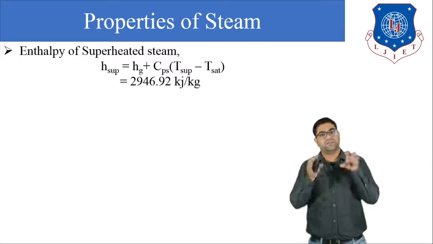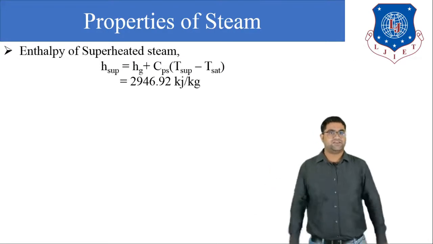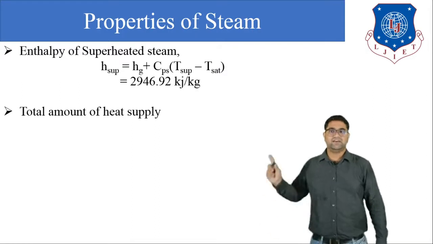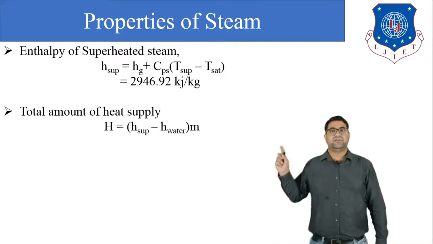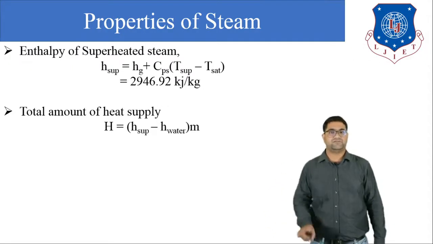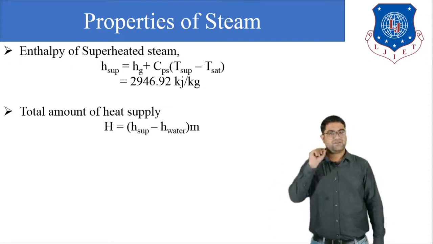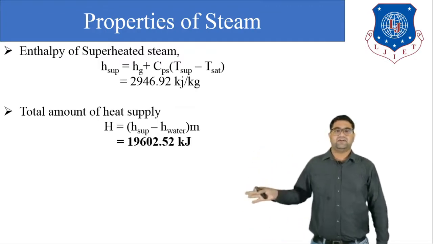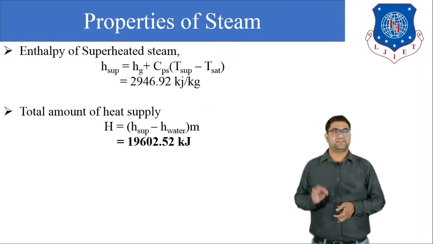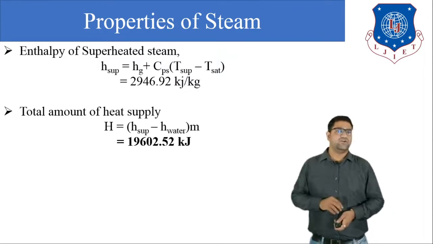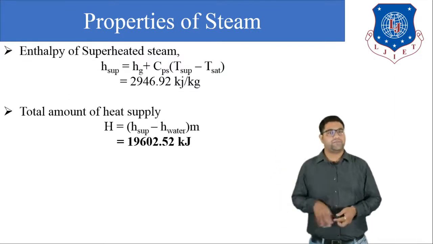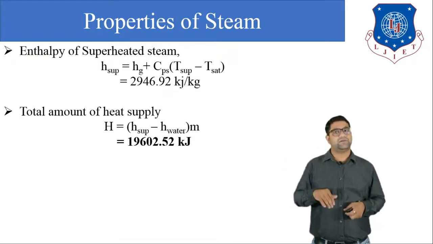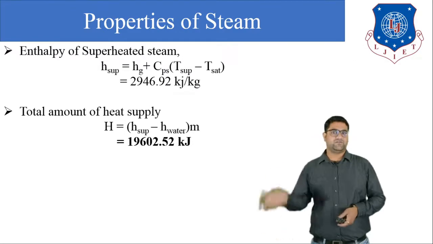How much heat will be supplied we can get from this equation: H superheated minus H initial. So the amount of heat supplied is equal to H superheated minus H of water, times the total mass of 7 kilogram. If we put in both the values, we get the amount of heat supplied equal to 19602.52 kilojoule. So this is the final amount of heat supplied. In this numerical we have understood how we can calculate the heat supply if we want to convert water into steam.